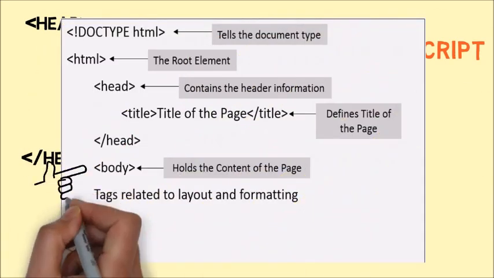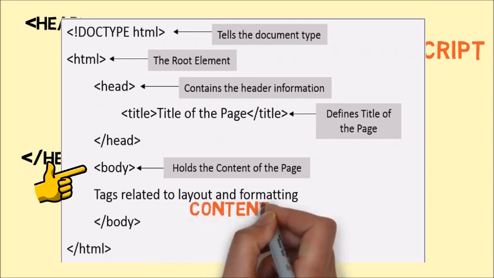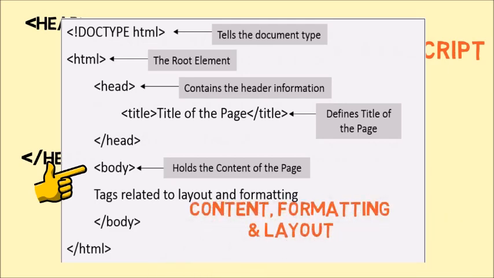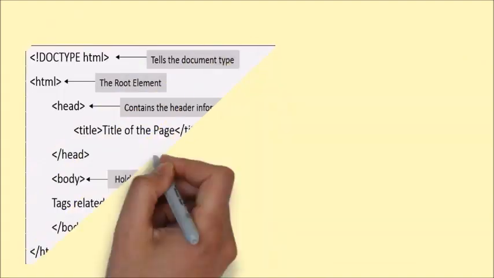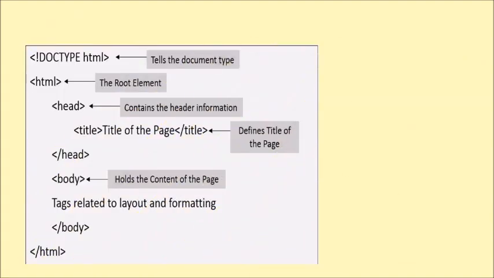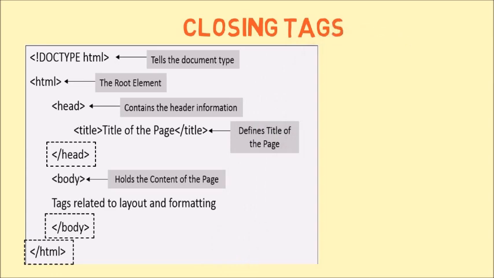The body tag contains all those tags which are used to specify the content, formatting or layout. For example, if you wish to include an image in your web page, you should place it using its corresponding tag in the body section. Easy, right? Now, let us come to the concept of closing tags. Did you notice these tags? These are the closing tags. And just notice that they always include a slash.